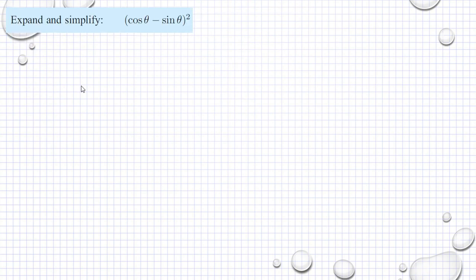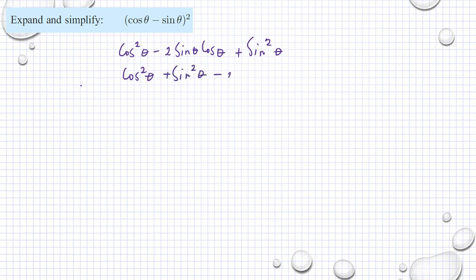We have cosine theta minus sine theta, squared. Expand and simplify. Then we have cosine squared theta minus 2 sine theta cosine theta plus sine squared theta. We have cosine squared theta plus sine squared theta minus 2 sine theta cosine theta, and this one is equal to 1. Then we have 1 minus 2 sine theta cosine theta.